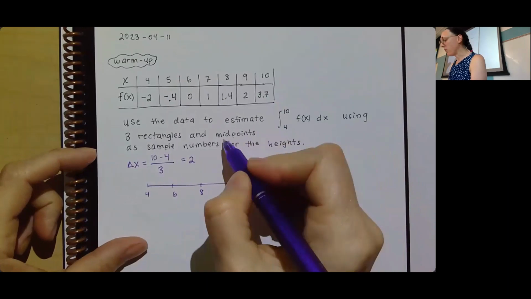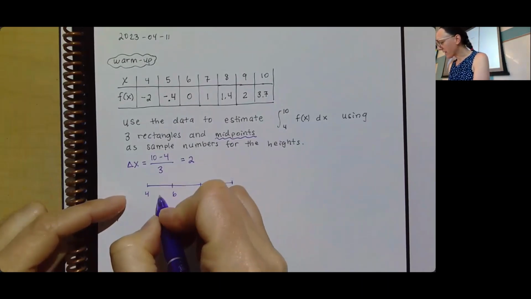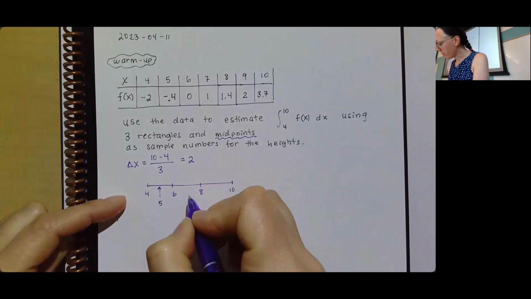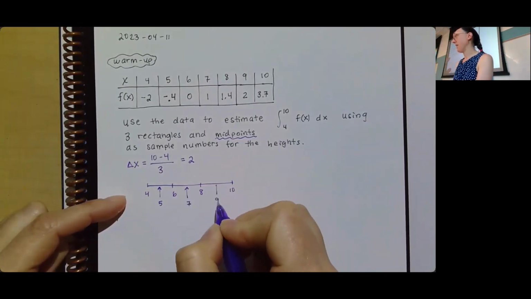But this actually told me to use midpoints. So now I have to find the middle of each region. And I've been nice. I've made all of the middles whole numbers. If they're not whole numbers and they're fractions, that's okay too. We can handle fractions, but I gave us nice numbers this morning. So the middle of 4 and 6 is 5. The middle of 6 and 8 is 7. And the middle of 8 and 10 is 9.